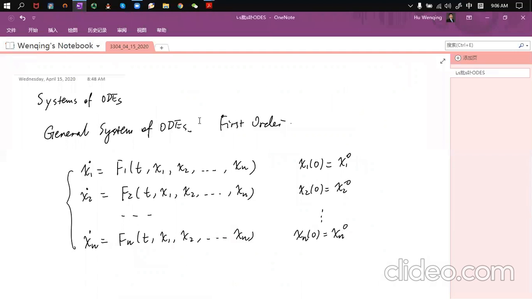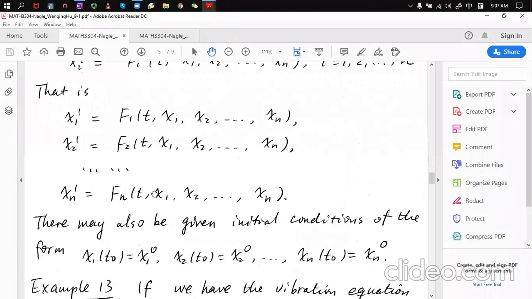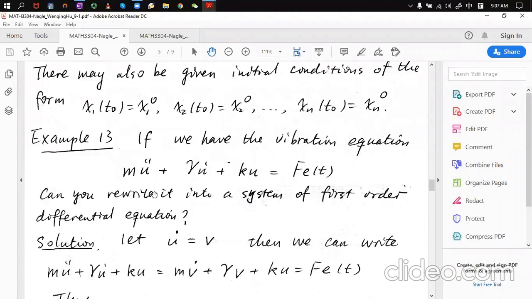However, it is interesting and necessary to see that the first order system of ODEs has initial conditions like first order equations. All these initial conditions only consider the zeroth derivative, the initial values. That's important. Let me now explain why we want to consider first order ODEs instead of higher order ODEs. In order to explain this, let me show you an example. If we have the vibration equation, this is the vibration equation.